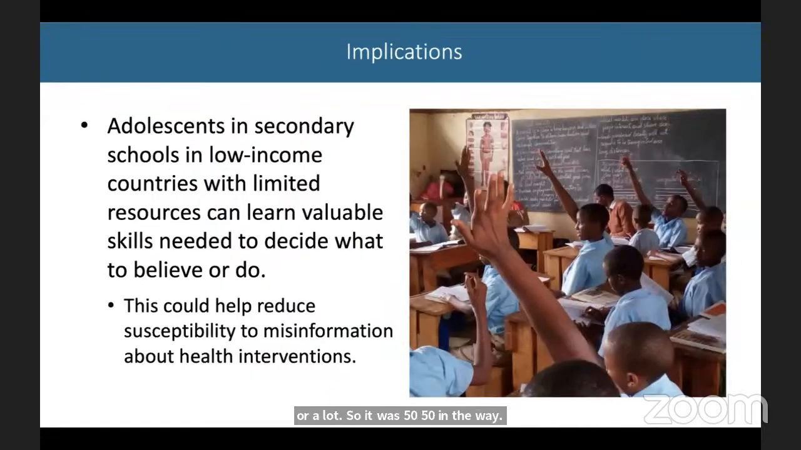So after learning this, there are some implications we get from what we found. One, adolescents in secondary school in low-income countries with limited resources, we found that they can learn these valuable skills. And what it means, this could also reduce the susceptibility to misinformation about health interventions, which is common.